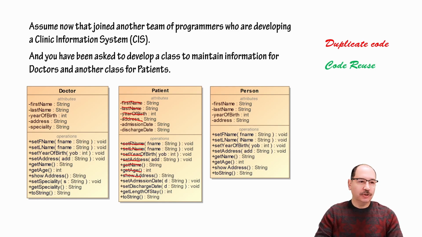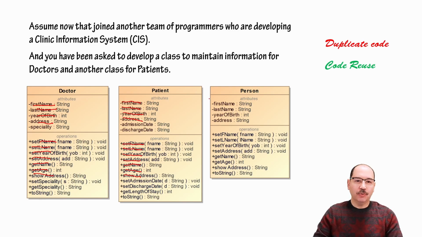Likewise for the doctors, you don't need to redefine first name, last name, year of birth, address, and also we don't need to define these setter methods and getter methods because we already have them in the person class, and our attempt is to reuse them again for the patient and for the doctor.